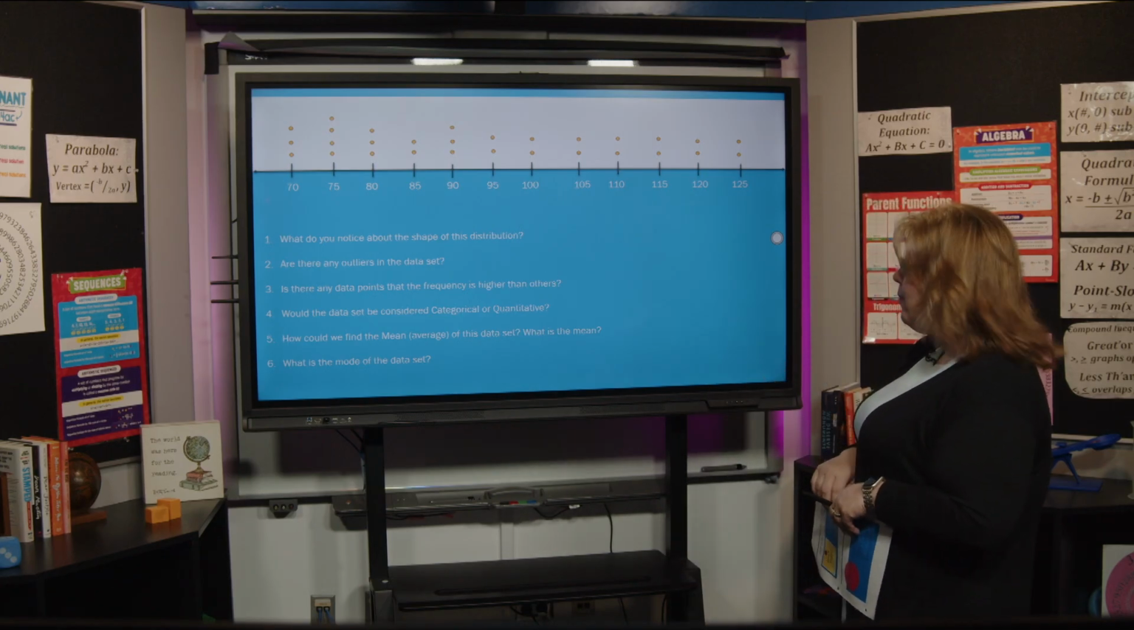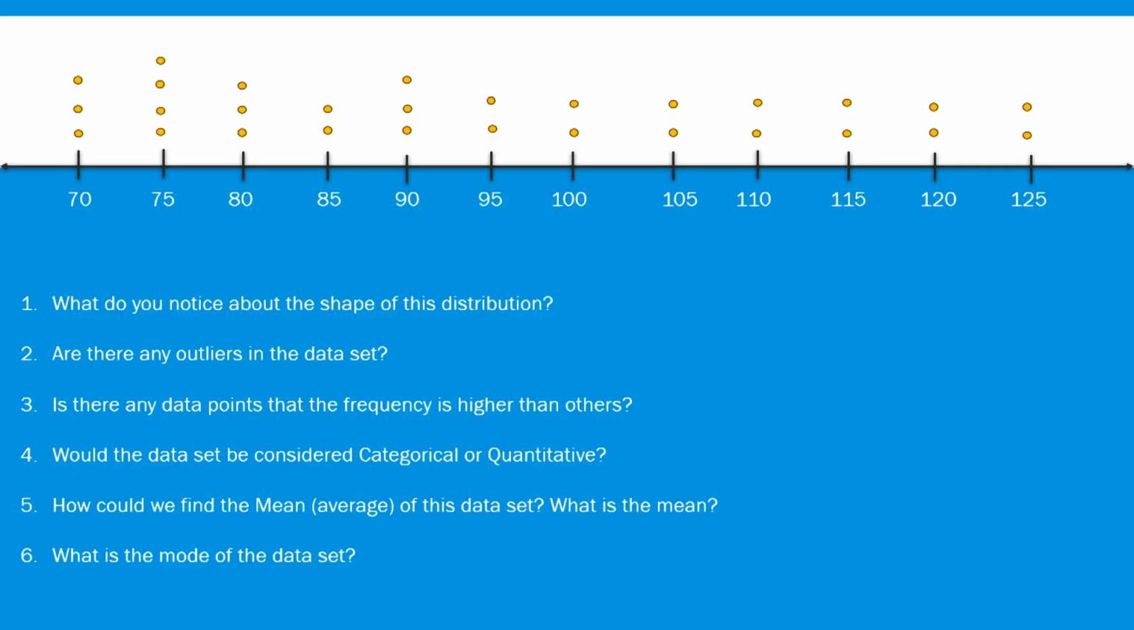Is there any data points that the frequency is higher than others? Well, obviously, yes, there is. So I see that this one has a lot more than some of them, and then this one would be medium and medium and medium because those have 3 instead of 2. So I do see some that have higher frequency than others.